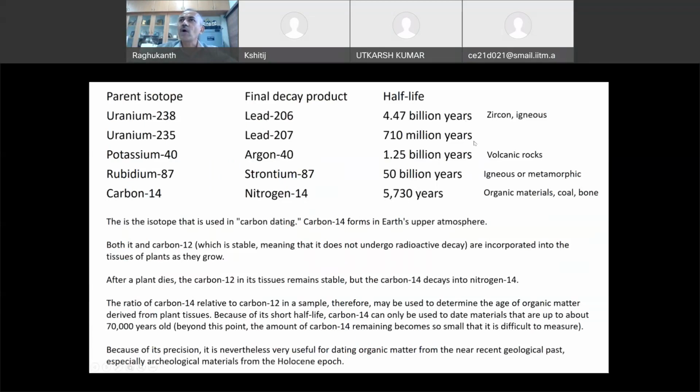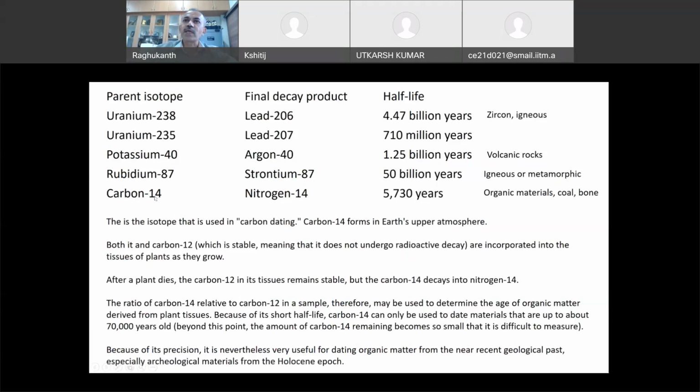So generally, if you want to date zircon, the oldest type of rock found on Earth, then for igneous rocks, to do dating, they use this uranium 238. They will find out the age of this material. Then if you want to date a volcanic rock, the potassium will be more useful. So based on that, you can find out the ages of the rocks. And of course, for igneous and metamorphic rocks, they also use rubidium to strontium. But of course, as I already told you, the half-life itself is 50 billion years. It is huge. It is much older than the Earth itself.